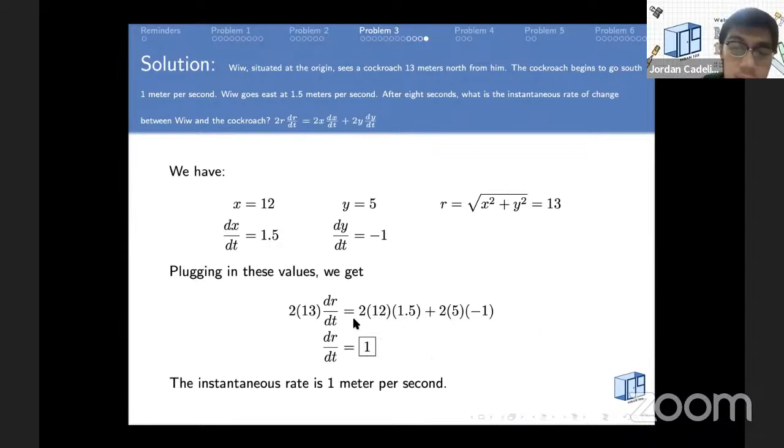Kaya ang makukuha natin, this is 24 times 1.5. So bale 36 to. Tapos, 2 times 13 is 26. So, then, 2 times 5 is 10 minus 1 is -10. Kaya ang sum nito is 26. So, if we divide this both sides by 26, makukuha natin na ang dr over dt natin ay 1. So, ibig sabihin, therefore, the instantaneous rate at the instant where t equals 8 seconds is 1 meter per second.